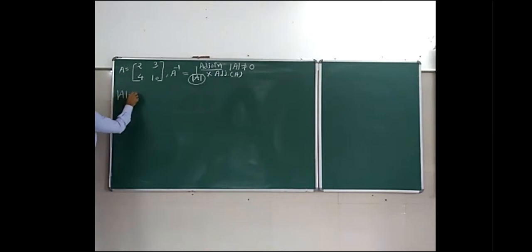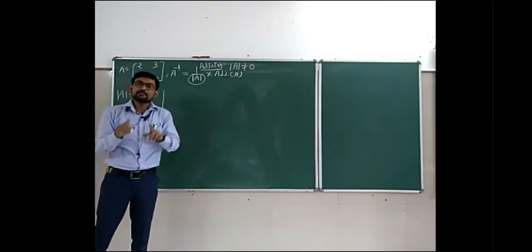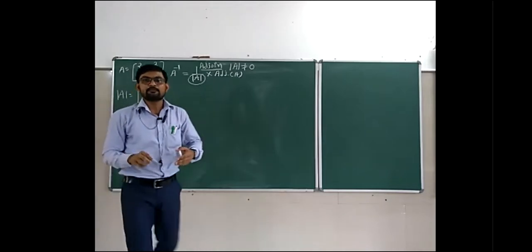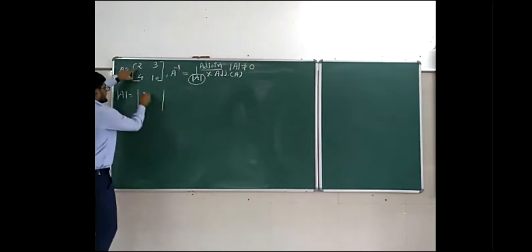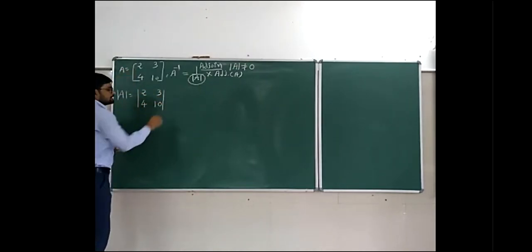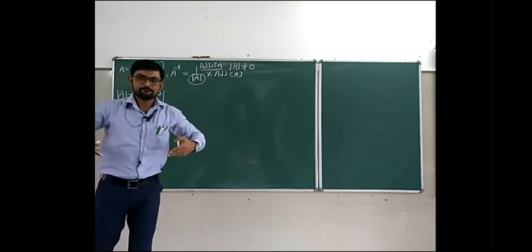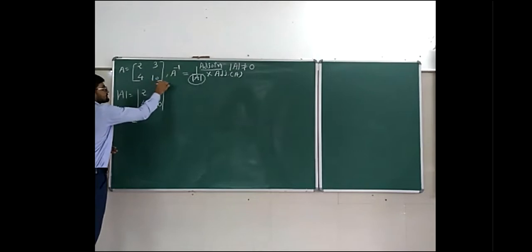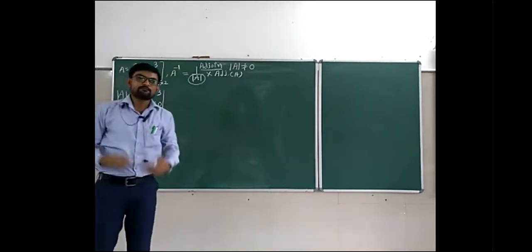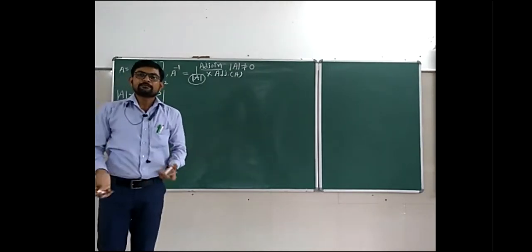Determinant of A, that means first of all we have to write this matrix A in determinant form. Determinant means we have to write it in two parallel lines. So here we'll write 2, 3, 4, 10 in two parallel lines. Now how can we find the determinant for a 2 by 2 matrix? This is a 2 by 2 matrix.